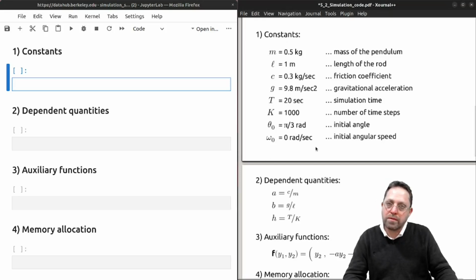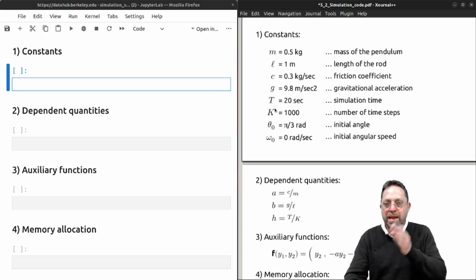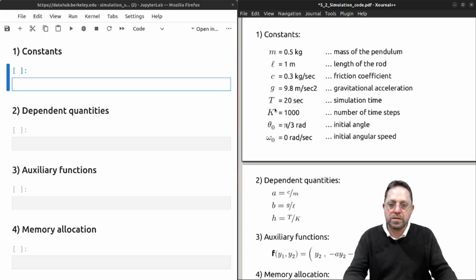These are the constants involved. There's the mass of the pendulum, the length of the rod, the friction coefficient, the acceleration of gravity, the amount of time that we're going to simulate, how many time steps we're going to split that into, and then the initial condition, the initial angle and the initial angular speed. So let's put that into the code.